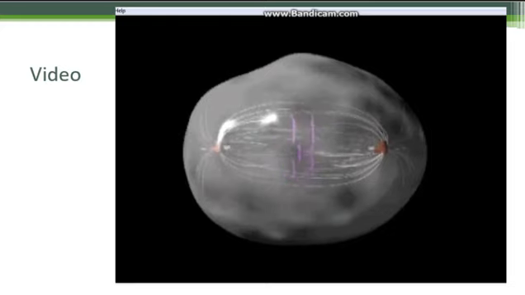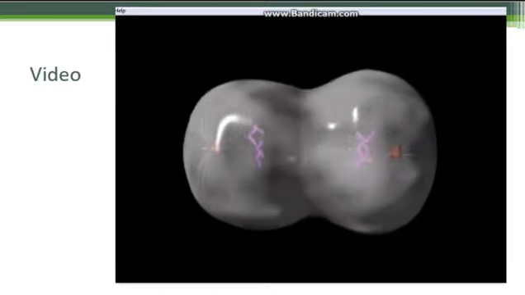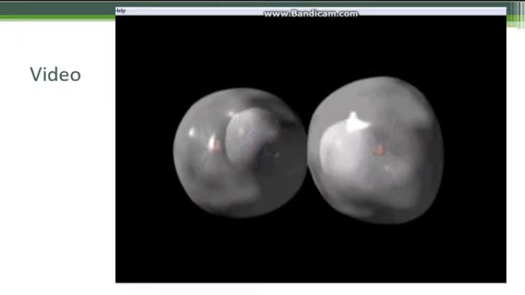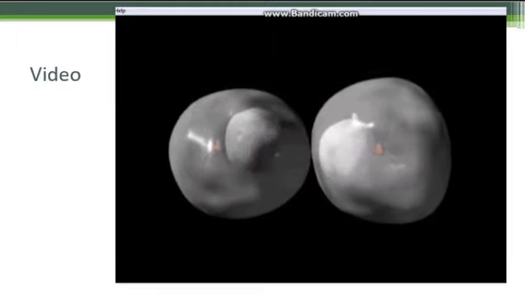Metaphase, anaphase, telophase. All right, here we go. Here's another one. Yeah, I love it.